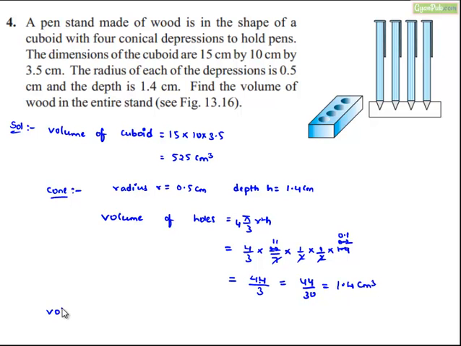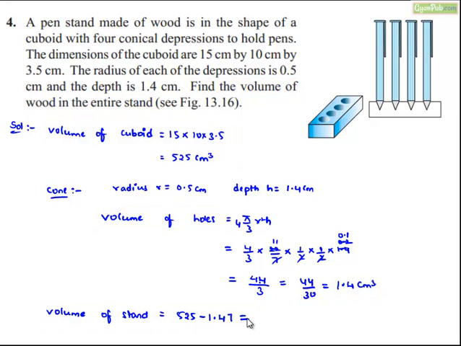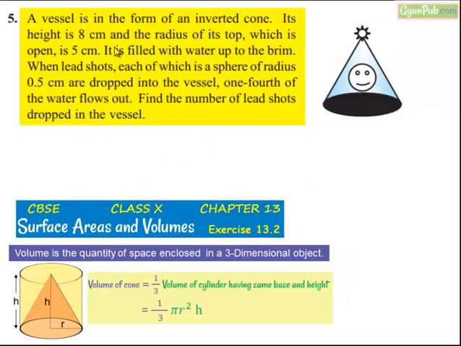Now we get the volume of the stand is equal to the volume of the cuboid minus the volume of the space occupied by the pen tips, that is 1.47, which is equal to 523.53 centimeter cube. Now coming to the fifth question.